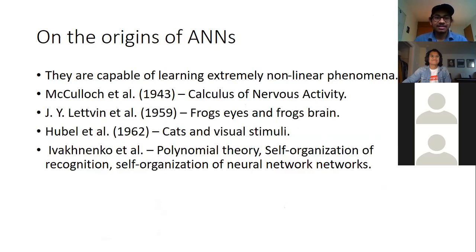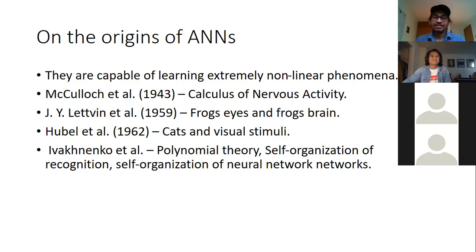So going back to the origins of ANNs, they are capable of learning extremely nonlinear phenomena. Like I said, the whole goal of artificial neural networks is to process data in a manner similar to how humans or mammals with brains process data in nature. So using ANNs, we can learn these relations or phenomena which can be extremely nonlinear. The advantage of having something which can do this is that it's really applicable to a lot of physical processes where data is mostly nonlinear.